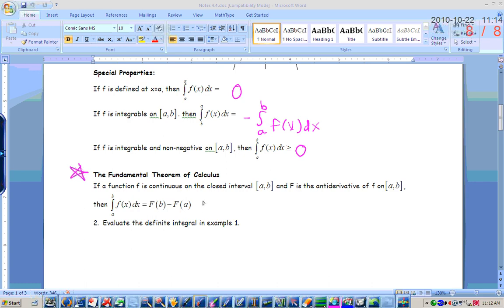Okay? Let me just work the problem to show you how this works. So evaluate the definite integral in example 1. So the definite integral in example 1 was the integral from -2 to 2 of 4 minus x squared dx.